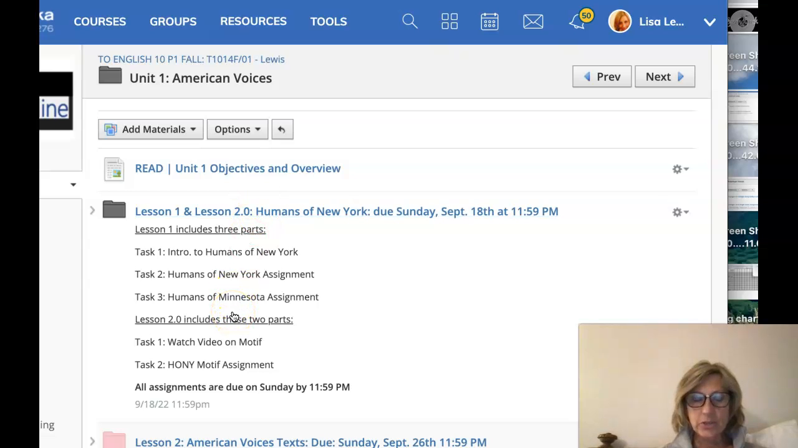Lesson 2 has 2 parts. You watch a video on motif, and then you complete a Humans of New York motif assignment. So you're going to look at the stories again from the lens of a motif, and then you're going to get support for that. And there's a video that helps you with that. All of these tasks, so there are 5 in total, are due by next Sunday at 11:59 p.m. and I believe that's the 18th.